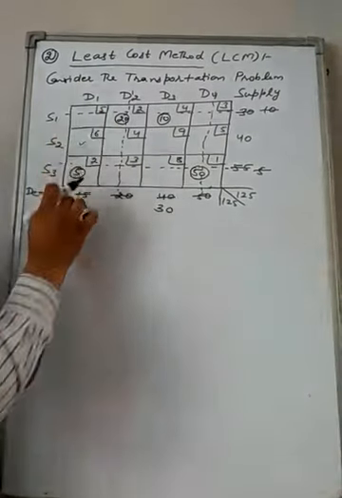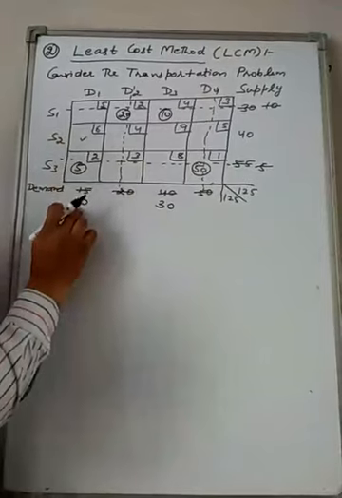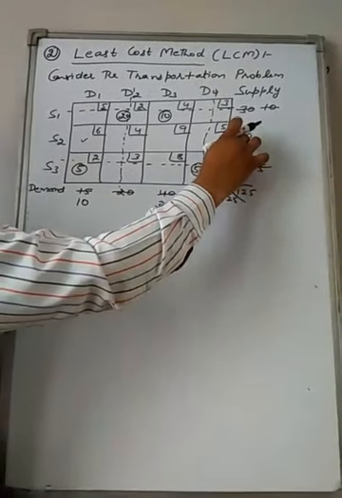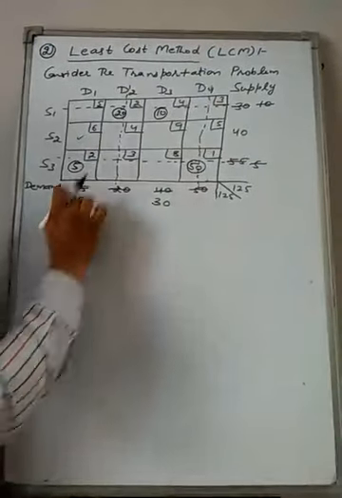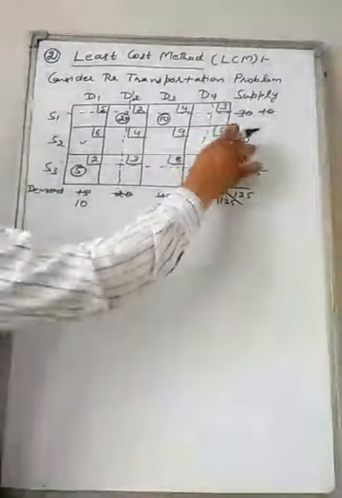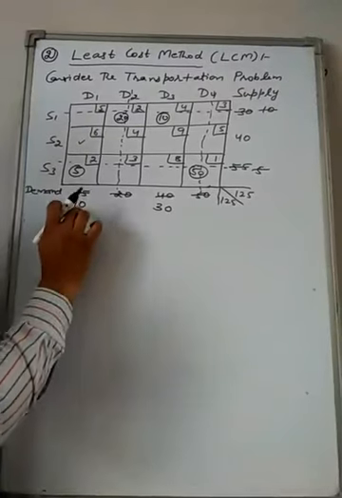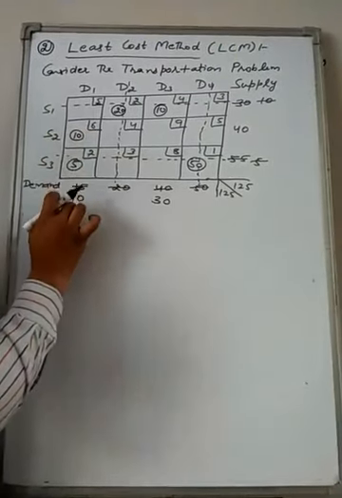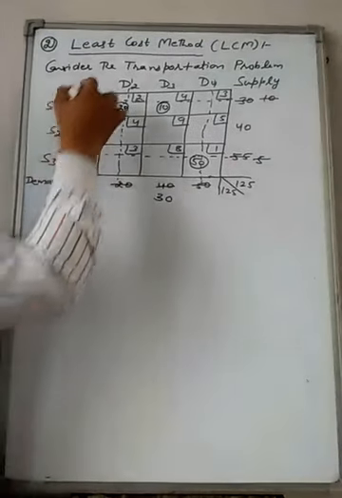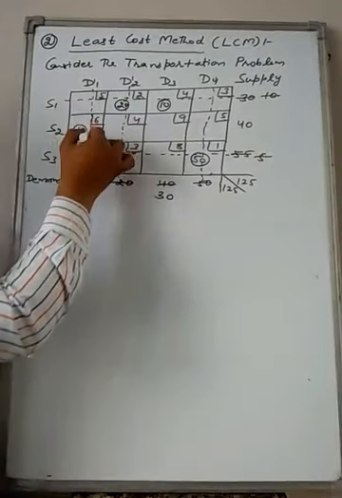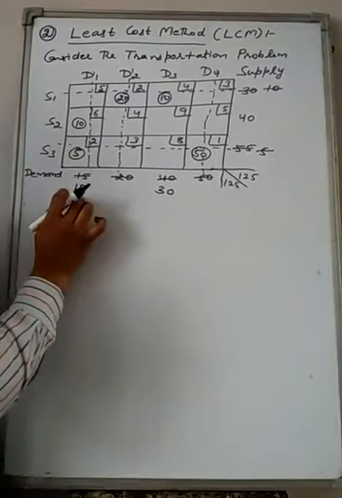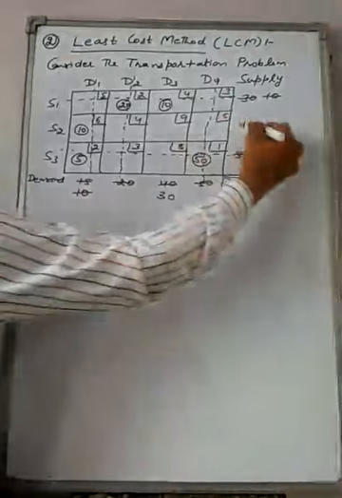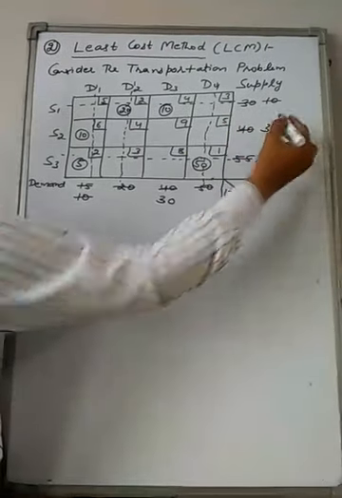The demand corresponding to this cell is 10 and supply corresponding to this cell is 40. We will allocate the minimum of these two. The minimum of 10 and 40 is 10. Therefore, we will allocate 10 here, as demand is complete. Therefore, we will cross this with the dotted lines, and the supply left behind at source S2 is 30, the difference of 40 and 10.